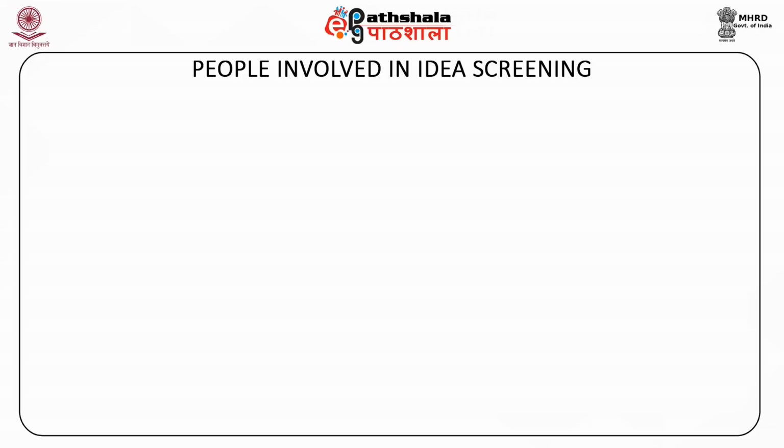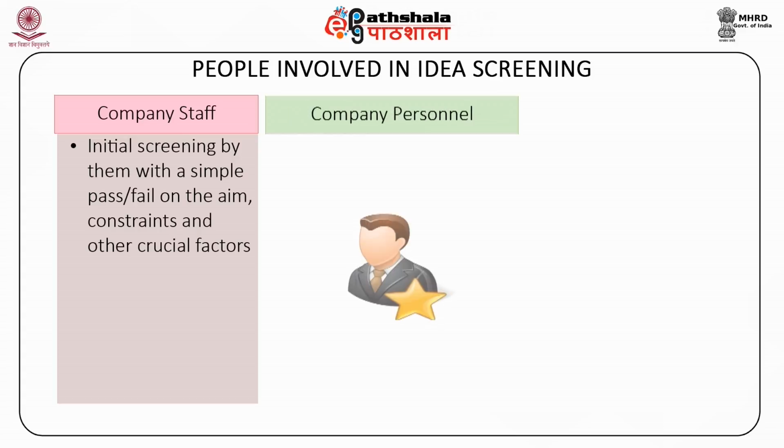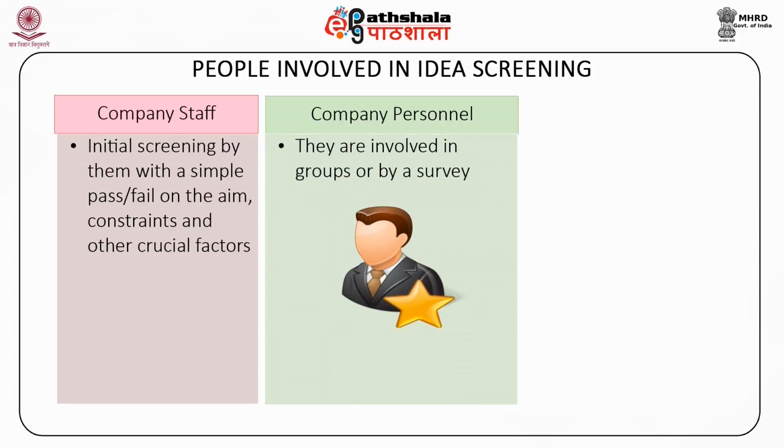People involved in idea screening. The initial screening is carried out by company staff with a simple pass-fail on the aim, constraints, and other crucial factors. Once product descriptions are written, it is important to involve the consumer or, in industrial and food service marketing, the customer. Company personnel are also involved, again in groups or by a survey. It is often useful to have individual people from different areas of the company score the product ideas. The final screening is of course done by top management at the end of the first stage, based on feasibility studies of the final product.